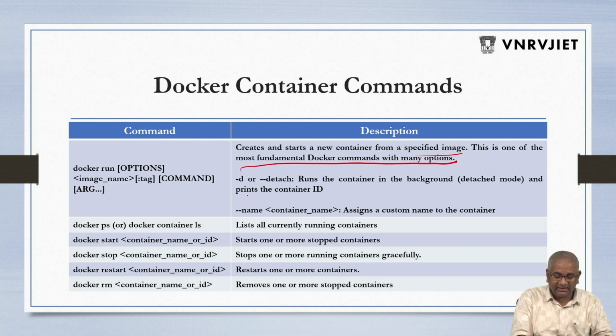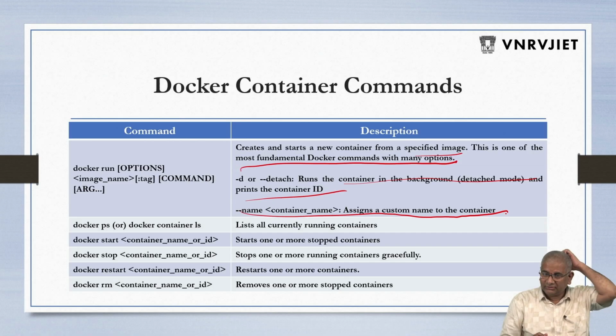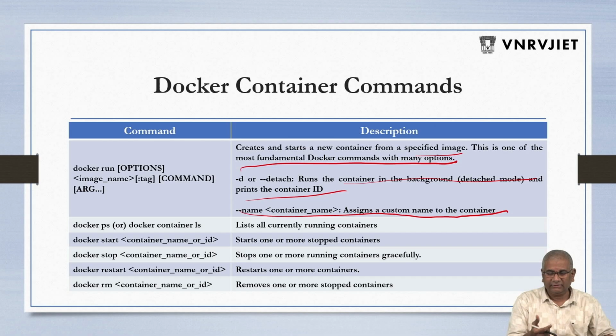Docker run options: -d to detach runs the container in background mode and prints the container ID. --name assigns a custom name to the container. If you don't specify a name, it will create its own name, so if you want to name it properly, you can do that.